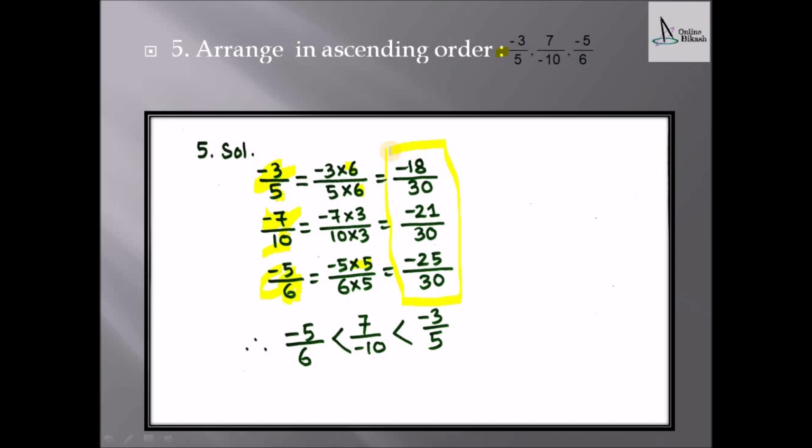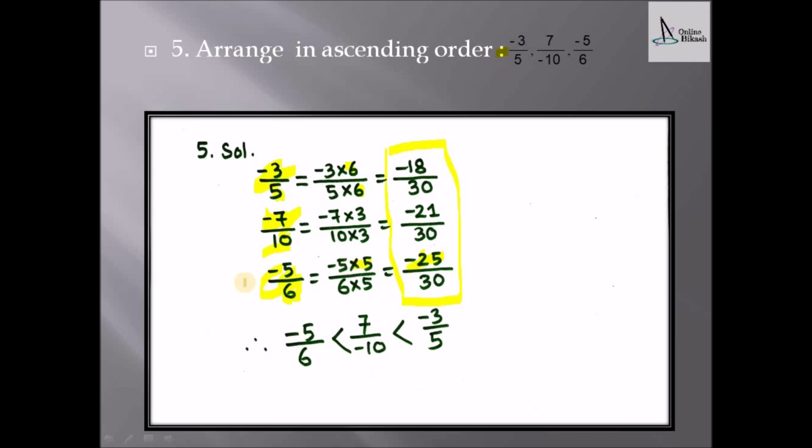In these three rational numbers, 30 is their common denominator. So minus 18, minus 21 and minus 25: if you compare them, you will get to know that minus 25 is the smallest one, minus 21 is just bigger than minus 25, and minus 18 is the biggest here. So minus 25 is the smallest, that means minus 5 by 6 is the smallest.